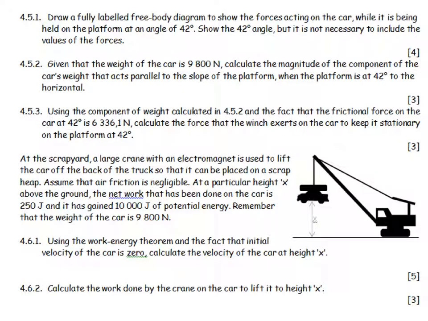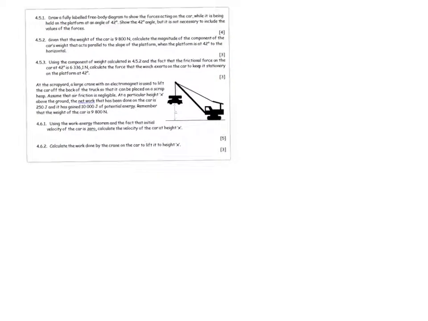Draw a fully labeled free body diagram to show the forces acting on the car while it is being held on the platform at that angle. Show the angle, but it's not necessary to include the values of the forces. So now what we're going to do is we're going to have our classic body on a slope. So I put the free body there. I write over here gravitational force or weight.